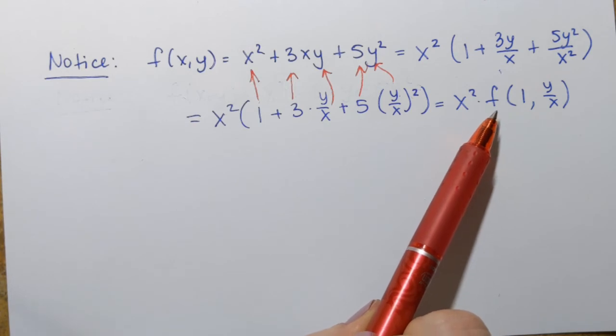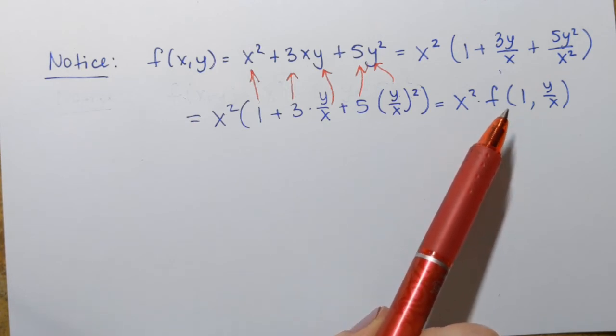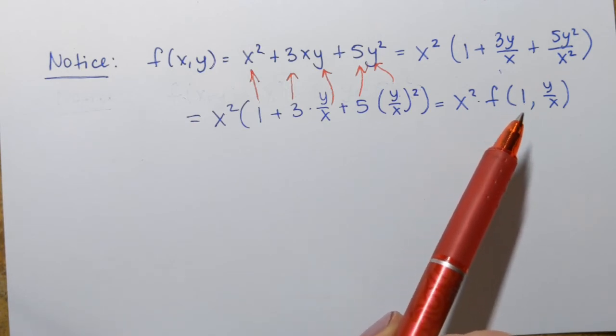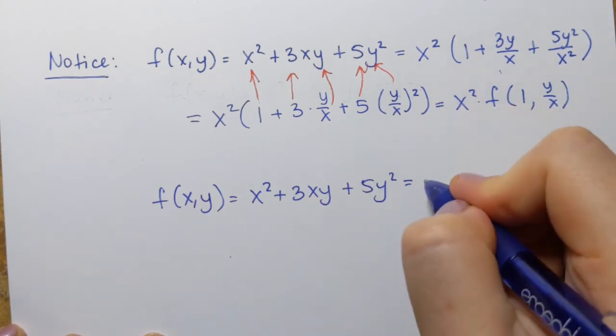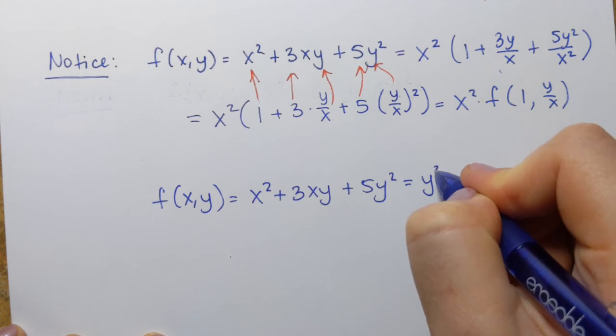And now let's try it again, but this time we're going to do the same trick with y. Okay, so I copied the function one more time, and now I'm factoring out y squared.